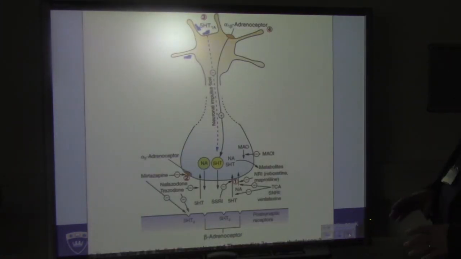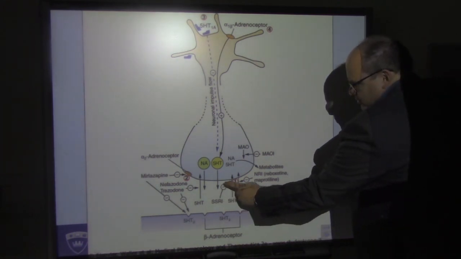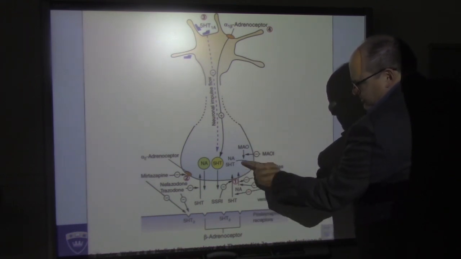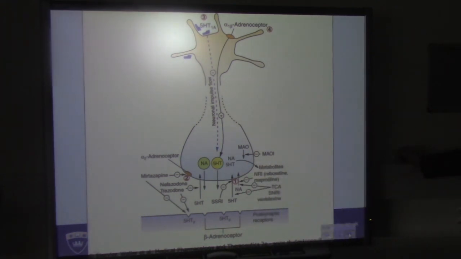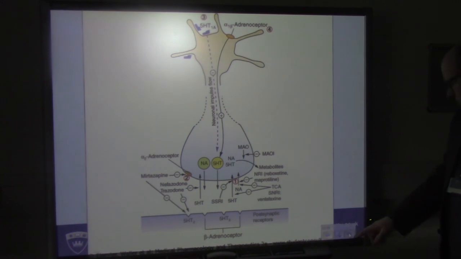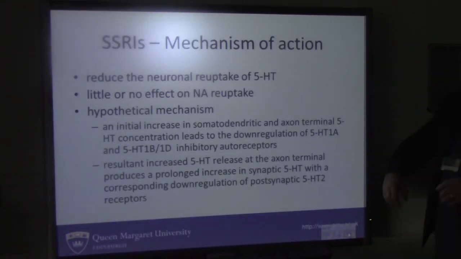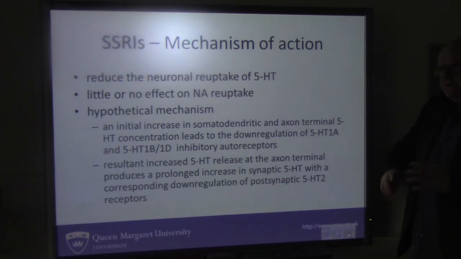Now where these SSRIs are working, you'll see them down here, only inhibiting the reuptake of serotonin. They don't affect the uptake of noradrenaline whatsoever. So that's just to give you an idea of where they're working on this diagram. They reduce the neuronal uptake of serotonin back into the presynaptic terminal. They have little or no effect on noradrenaline.